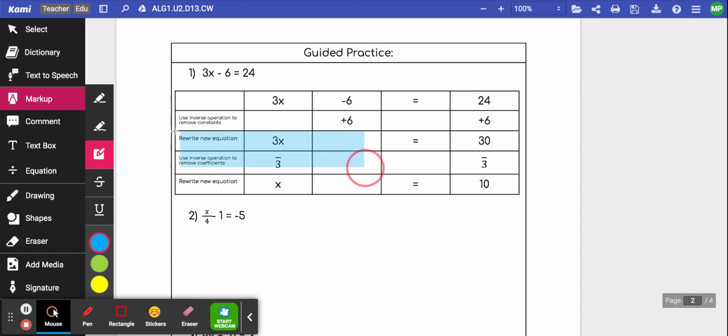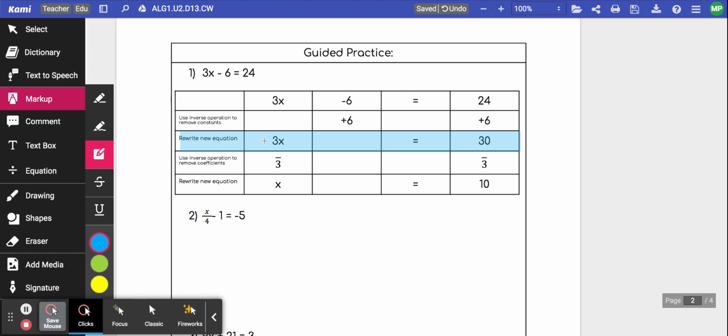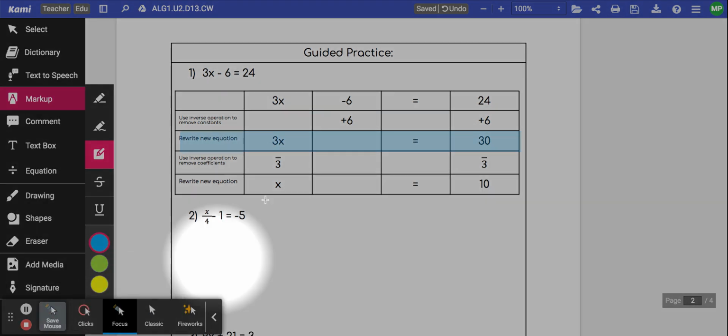Then I'm going to rewrite my new equation right here. Whatever you do to one side, you have to do to the other. I add 6 to both sides, and now I have my new equation. So the 3x comes down. I didn't change that. The minus 6 plus 6 goes away because it turns into 0. And on the other side, I also had to do plus 6, so 24 plus 6 became 30.